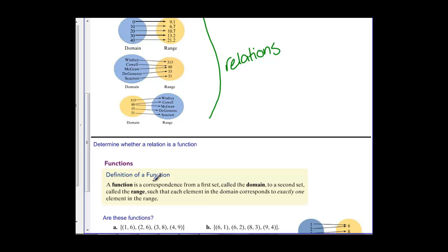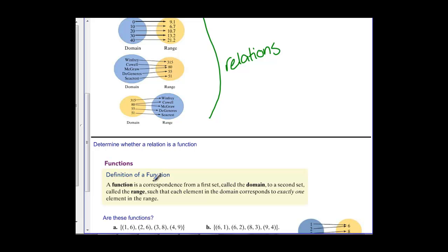So a function is a correspondence from a first set, called the domain, to a second set, called the range, such that each element in the domain corresponds to exactly one element in the range. Sounds really confusing. What it means is that for every x value you have exactly one y value it goes to. So for every element in the domain, you have exactly one element in the range that it goes to.